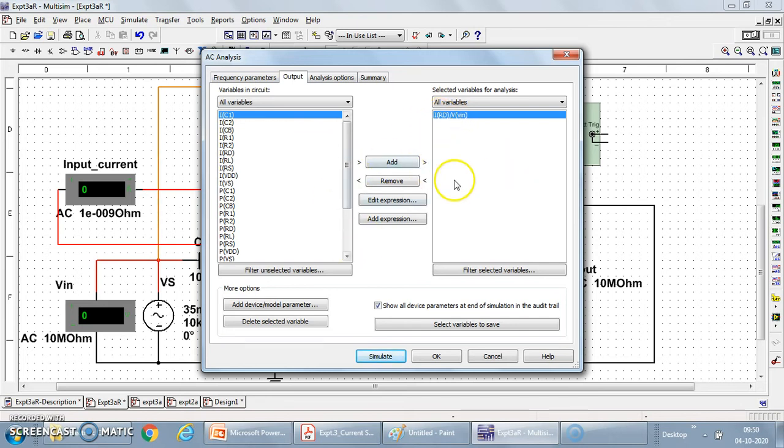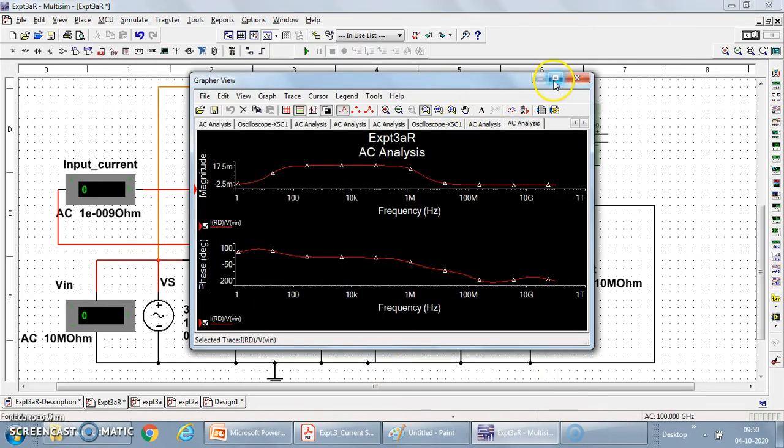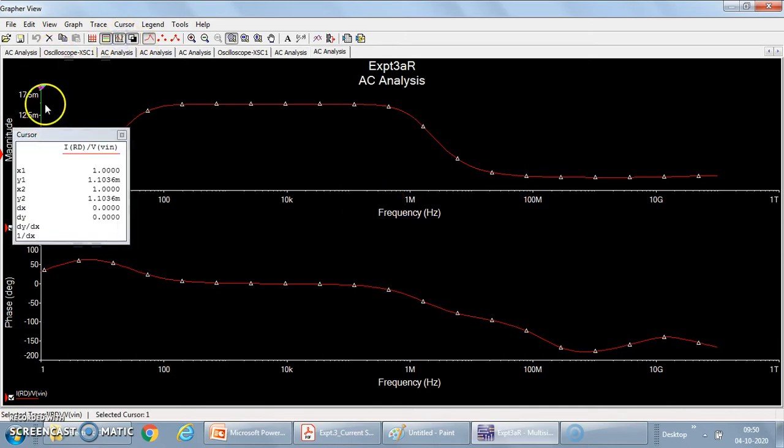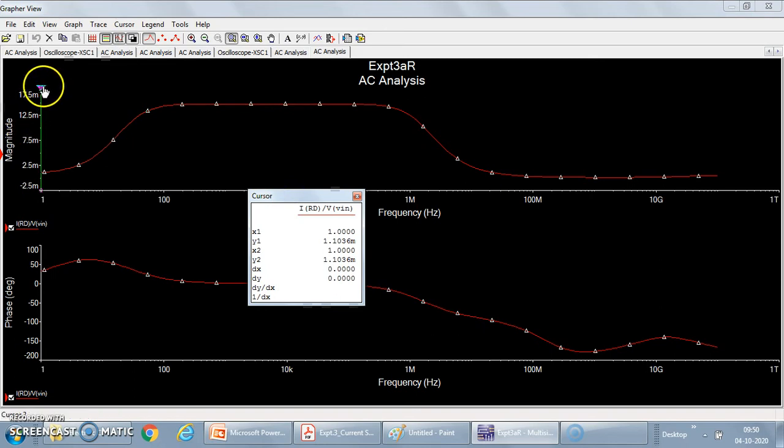How to add the expression? In earlier videos I have explained how to add the expression. Just type add expression, select the required variable, copy the variable, then copy the function, and then copy one by one the variables required with the operation. So it's a ratio of transconductance parameters, Iout upon Vin. Now if I simulate this, I will get this graph where we can obtain the bandwidth. To obtain the bandwidth, I will take the help of the cursor again. This is the second cursor, this is the first cursor.